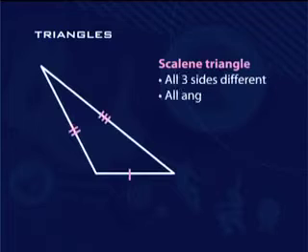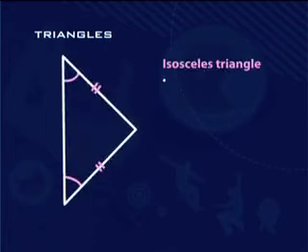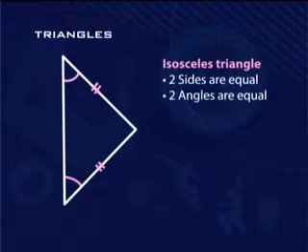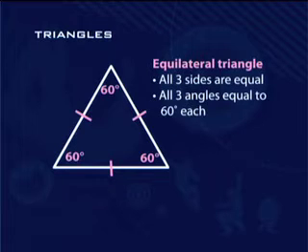There are three special types of triangles that we will look at here. Firstly, the scalene triangle. All three sides are different in length and all three angles are different. In the isosceles triangle, we get two sides being equal and the two angles opposite the equal sides are equal. In an equilateral triangle, all sides and all angles are equal.